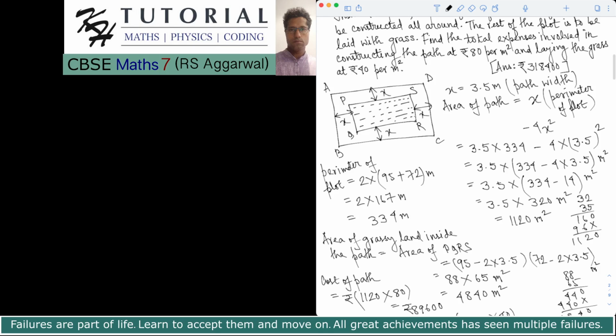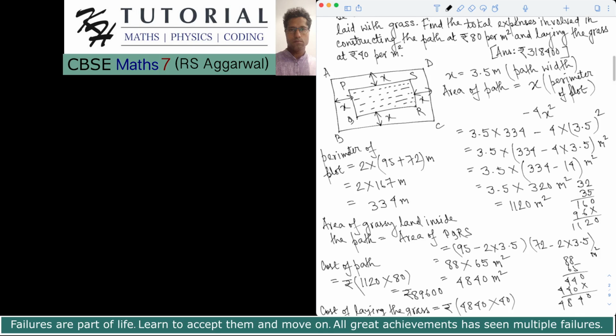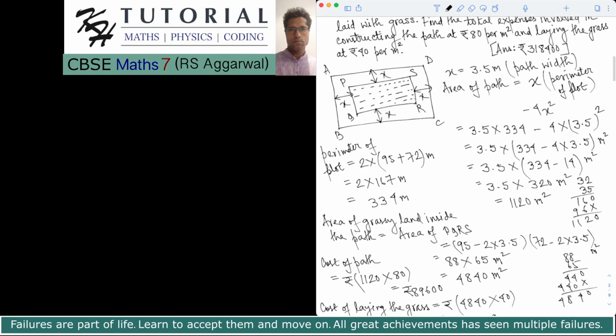Now, what is the area of the rectangle PQRS? Its length will be 95, the length of the rectangular plot, minus 2 times the width of the path, so minus 2 into 3.5. And the width of the rectangle PQRS will be the width of the rectangular plot, 72, minus 2 multiplied by 3.5. 3.5 multiplied by 2 is 7. So it becomes 95 minus 7, which is 88, multiplied by 72 minus 7, which is 65.